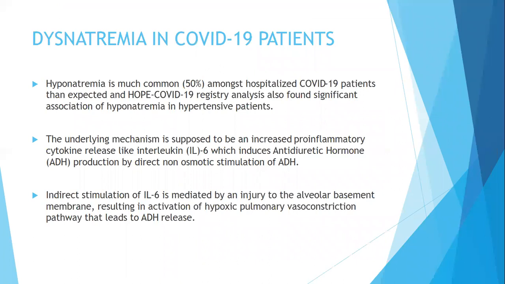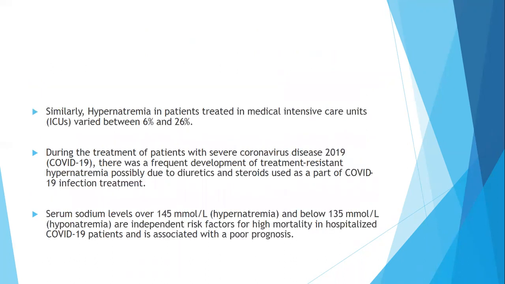So a little bit about dysnatremia and COVID-19 patients. Hyponatremia is much more common among hospitalized COVID-19 patients than expected, and a COVID-19 registry analysis also found a significant association of hyponatremia and hypertensive patients. The underlying mechanism is supposed to be the increased release of pro-inflammatory cytokines like interleukin-6, which induces ADH production by direct non-osmotic stimulation of ADH. Indirect stimulation by IL-6 is mediated by injury to the alveolar basement membrane, resulting in activation of the hypoxic pulmonary vasoconstriction pathway that leads to ADH release.